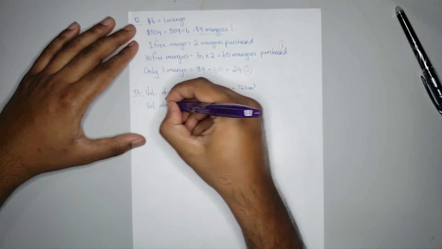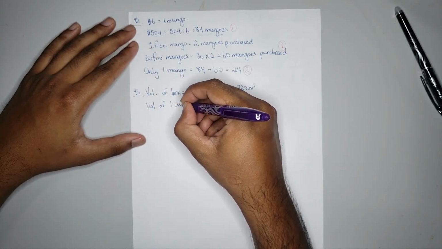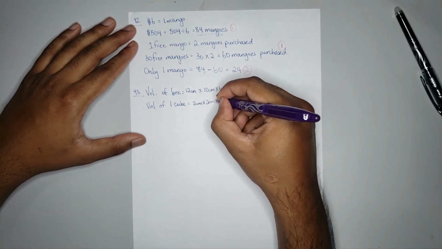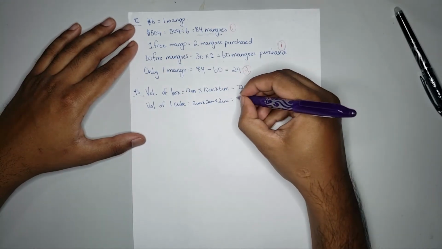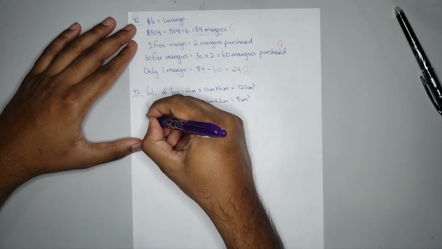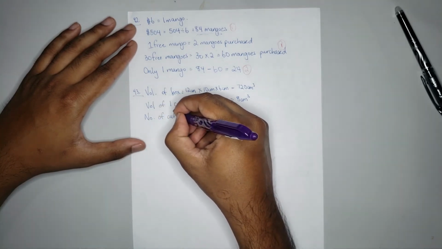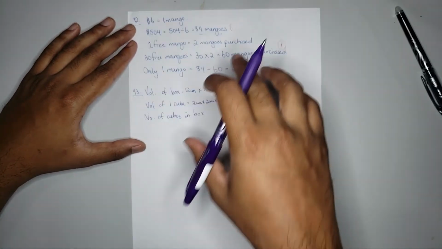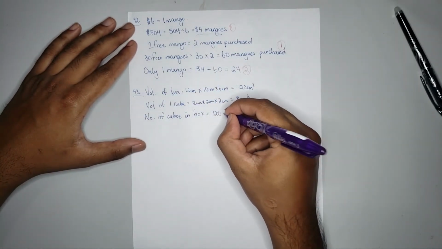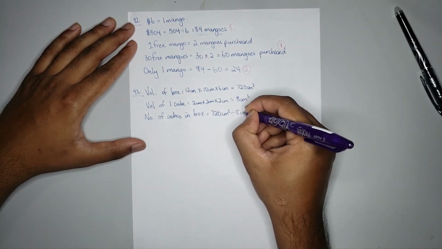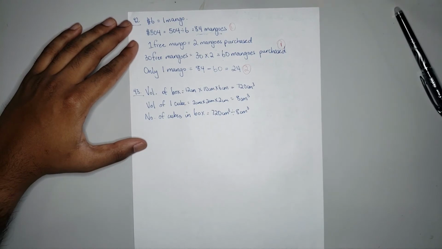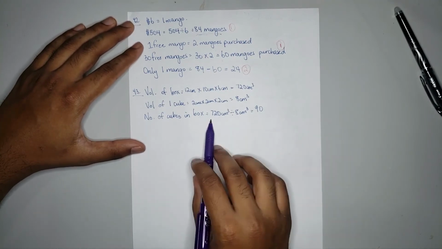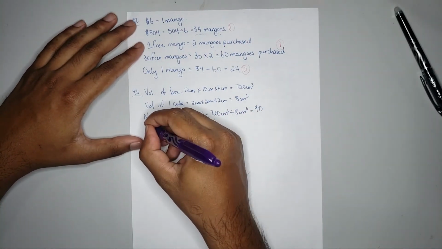Volume of 1 cube is equal to 2 cm by 2 cm by 2 cm, which is equal to 8 cm cubed. So we want to see the number of cubes in the box. You want to calculate the total number of cubes that could fit in the box. That will be 720 cm cubed divided by 8 cm cubed, which is equal to 90. So 90 cubes could fit into the box.